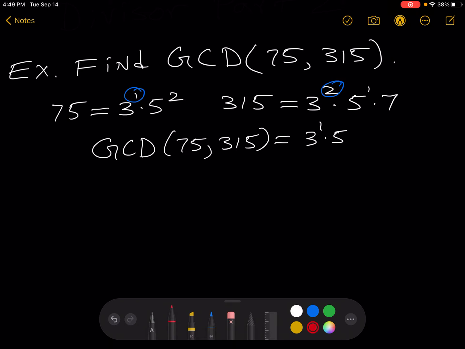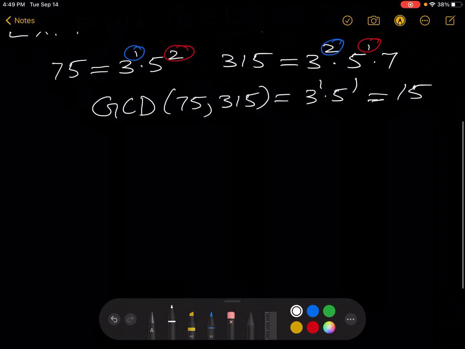In a similar way, we look at the powers of the 5's in each of the prime factorizations. So we look at the 2 there, we look at the 1 there. We say, what is smaller, 1 or 2? Aha, that's 1, so you put a 1 there. And so 3 times 5 is 15. That's the answer.